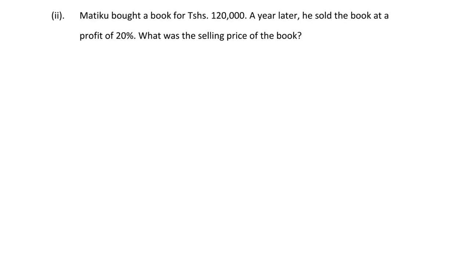Roman 2. Matiku bought a book for Tanzania shillings 120,000. A year later, he sold the book at a profit of 20%. What was the selling price of the book? Okay, so this is a percentage problem. We know that profit equals selling price minus buying price. And we know that percentage of profit equals selling price minus buying price over buying price times 100.